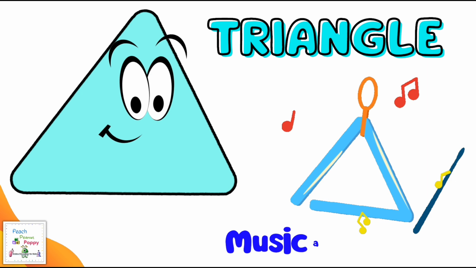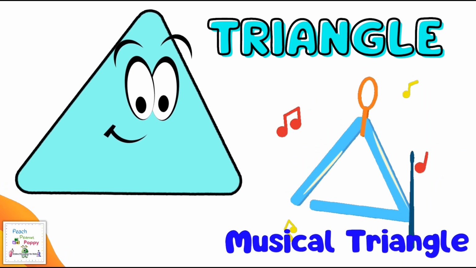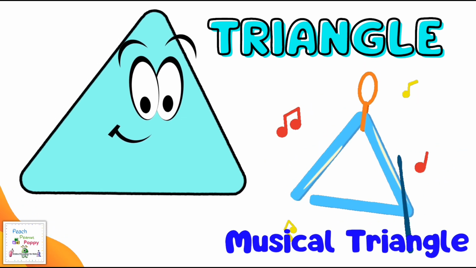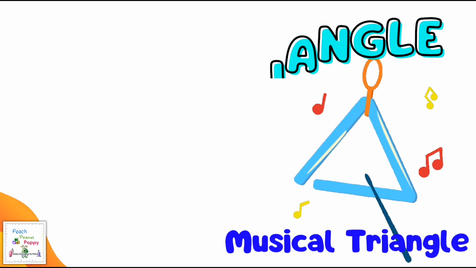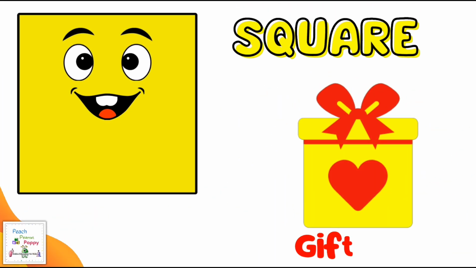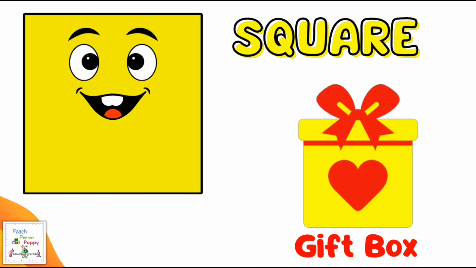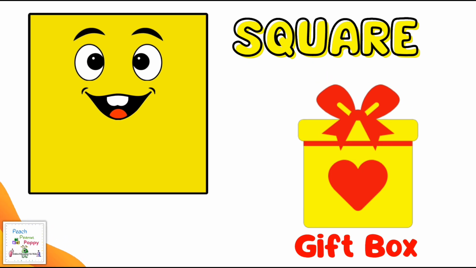The next shape is triangle. Triangle. A musical triangle is an example of this shape. Then we have square. Square. This is a square-shaped gift box.